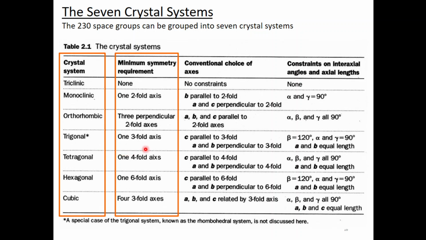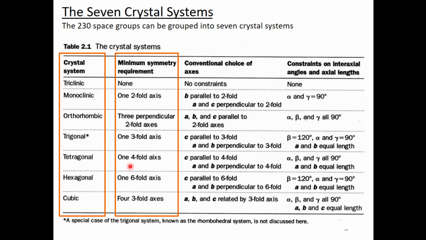For this we have one 3-fold axis, and this 3-fold axis is parallel to the c axis, and this c axis is basically the c axis of the hexagonal crystal structure. I think, yes, I have shown it to you in the classroom. And the angle requirement is that beta should be 120 degrees, alpha and gamma are 90 degrees, and a and b are equal to each other.